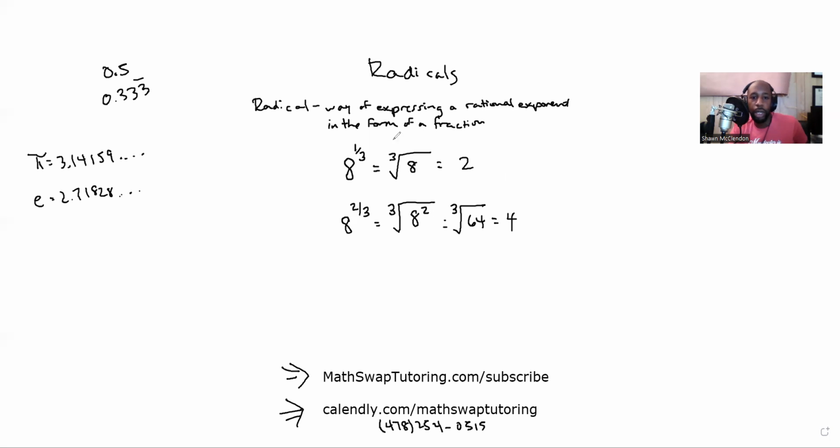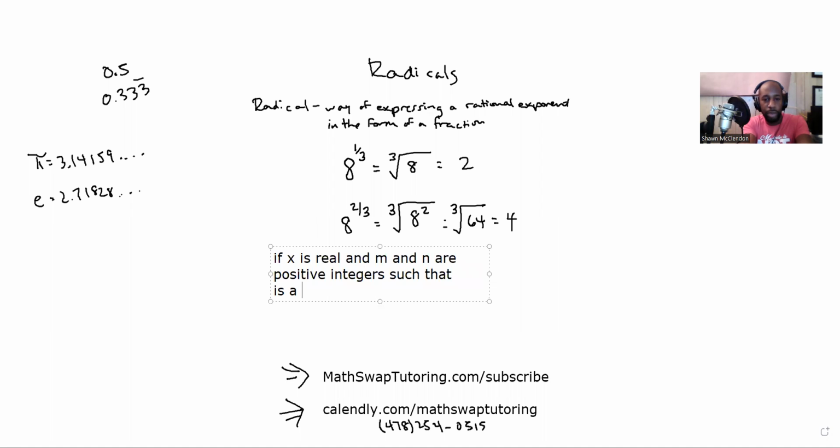Now, let's keep on going. Let's make a general formula, if you will, for this. So if x is real, and let me actually type this because I type faster than I write, and I'll leave some spaces so I can really write this. If x is real, that means it's not imaginary. It's not a number that has an i after it. And m and n are positive integers such that it's a real number.